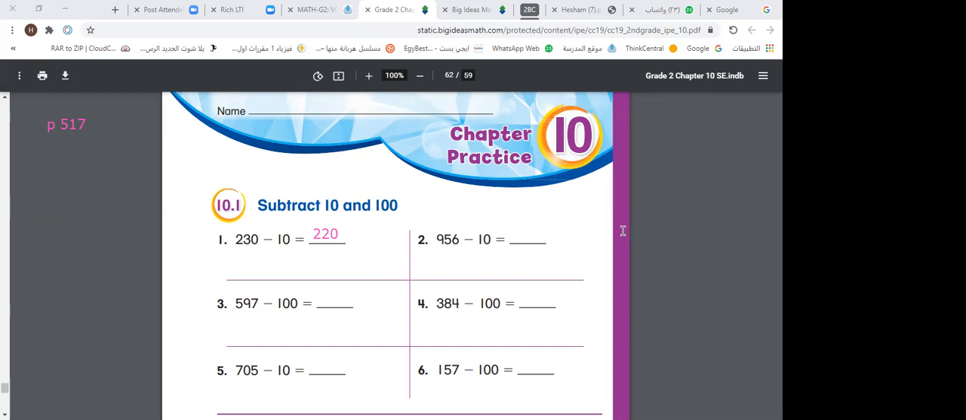Excellent. Now let's choose this pilot, Omar Khalid. Hello, Omar. How are you? Fine, thank you. Omar, do you want to be a pilot? Yes. Inshallah, you will be. Now, can you get 956 minus 10? Equals 946. You are a good pilot. Thank you. Bye.